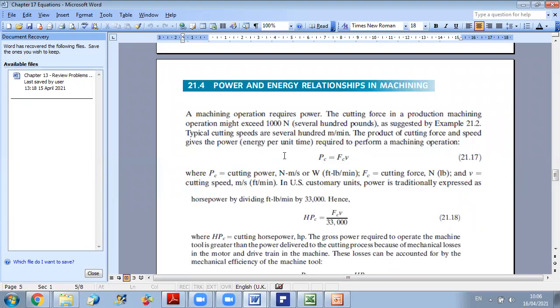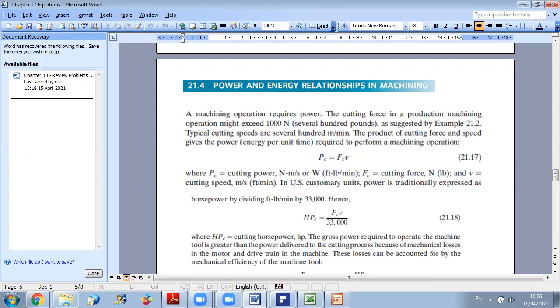So typical cutting speeds are several hundred meters per minute. So to get the power, you should multiply the cutting force by the velocity. In case your force is in Newton and your velocity is in meter per second, then you will get your power in watt. Okay, so this is if you are working in SI units.